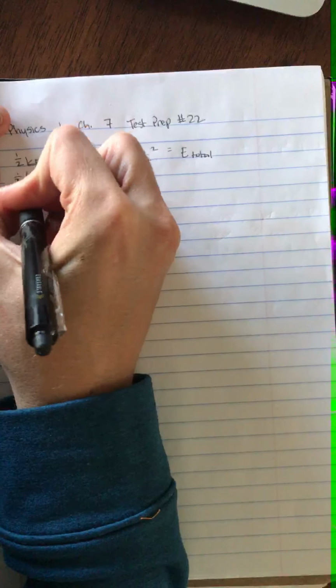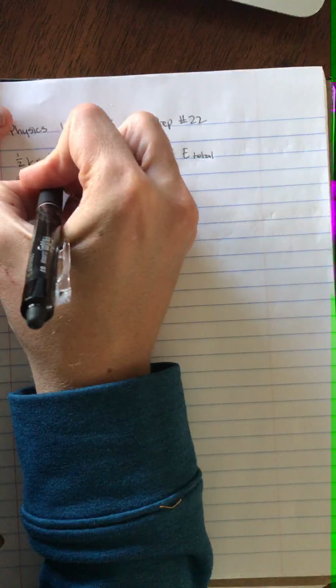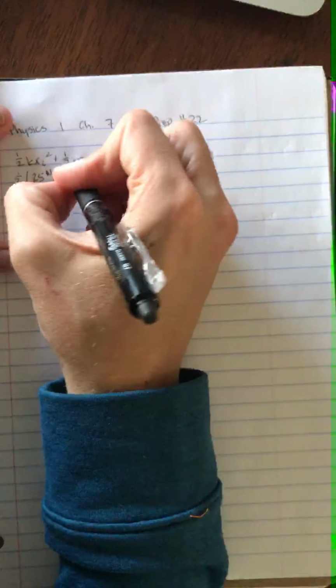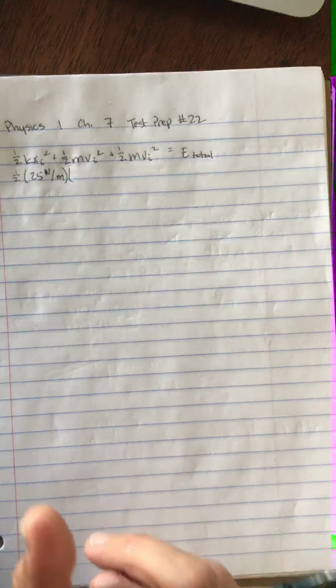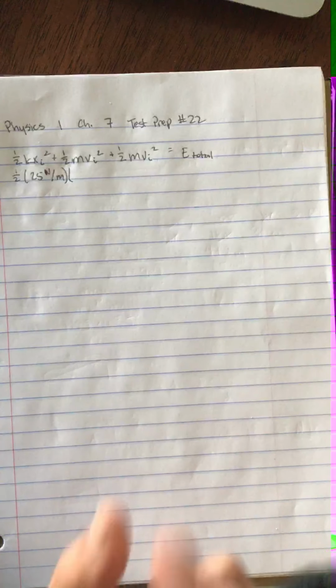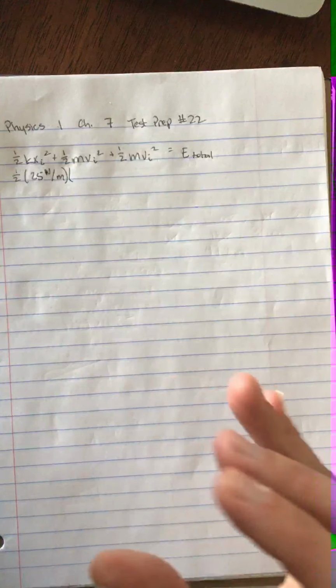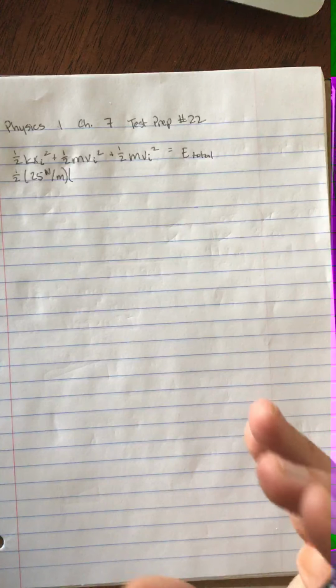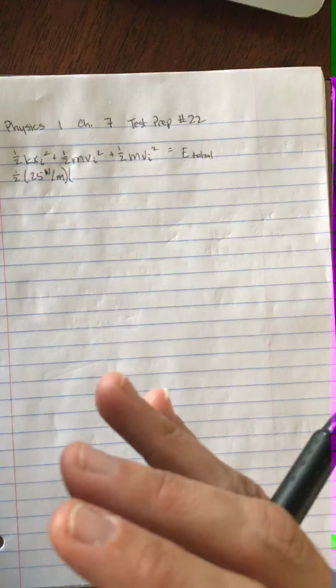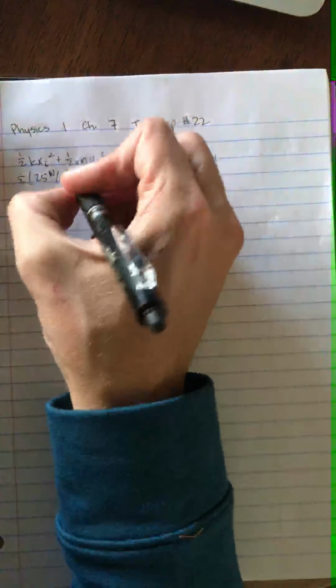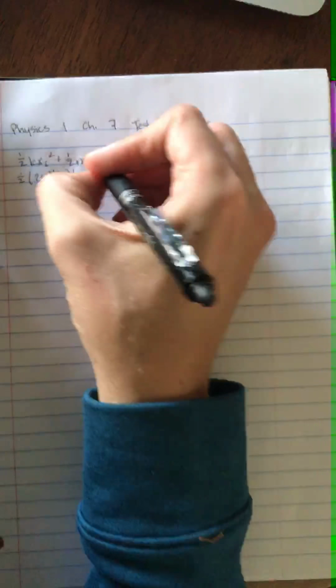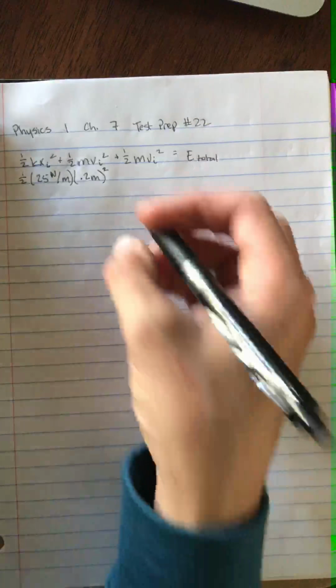So 1/2 times our k, we know, is 25 newtons per meter. And our x, this is a little bit tricky. So we know that the actual length of the spring is 1 meter when it's the rest length, so when it's decompressed. And it's been compressed to 0.8 meters. So that means that the actual compression that happened is only 0.2 meters. So that was the first tricky thing with that question.